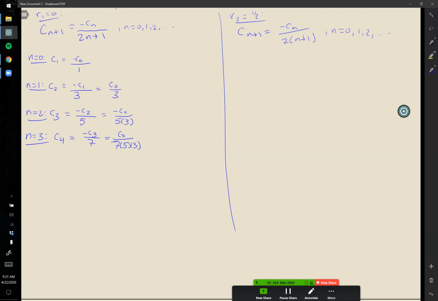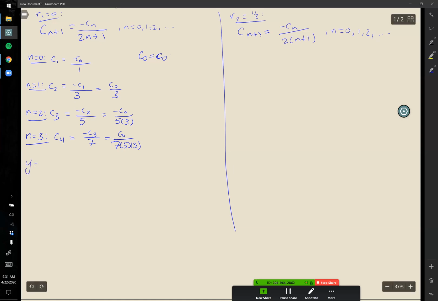It's alternating negative, positive, negative, positive. It's always in terms of C naught. So C naught is just C naught, we didn't have any information about it. So that's good to know. And then what else can we know? I think that's it. So if I wanted to write out this term here, let's see.